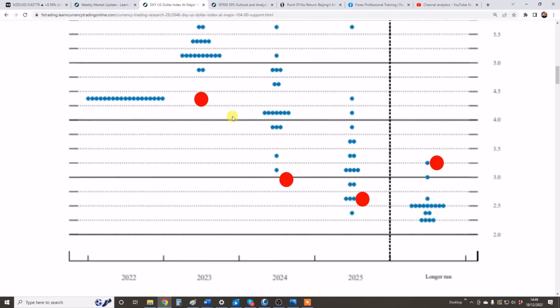Okay, now this chart is interesting. This red dot here shows market pricing, where they think US interest rates are going to go in 2023. These are Fed members, the blue dots. Fed members are more hawkish than the market. And if we go to 2024, there's a couple of dots closer, but all Fed members see higher rates than the market. We go to 2025, that's quite a long way away.